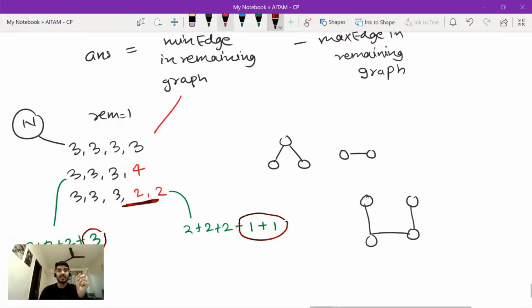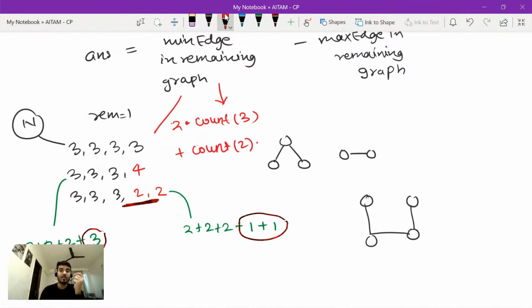So in this case, your answer is simply equal to the number of components of size 3. So let's say count 3, the number of components of size 3, and multiply it by 2, because every component of size 3 requires 2 edges, right? And plus the number of components of size 2 and multiply it by 1. So simply count of 2 and multiply it by 1, because every component of size 2 requires 1 edge, and we all know how to shift the remainder.